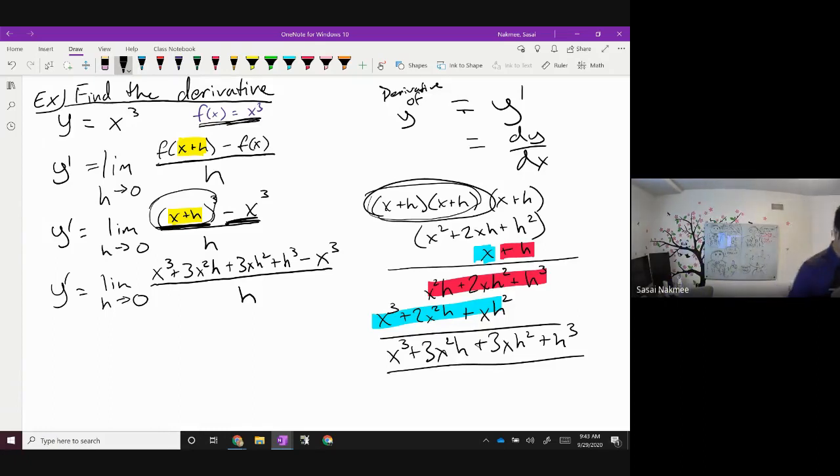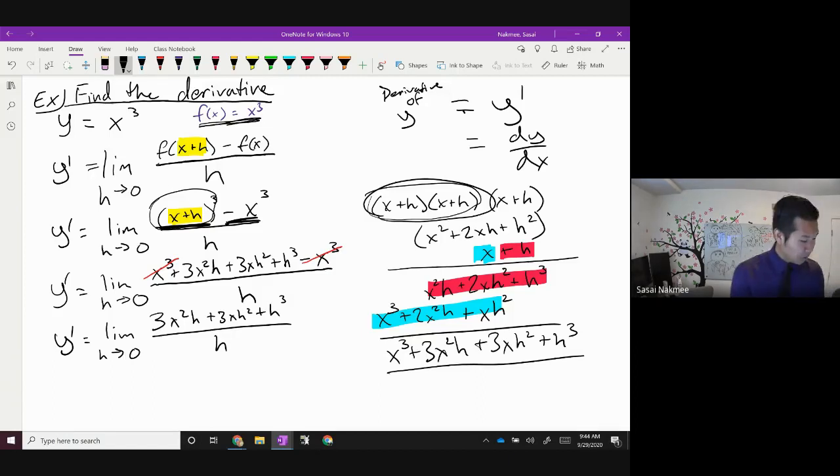All right. You ready? We're still not done simplifying it. Hopefully you can see that this x cubed right here can cancel out with this x cubed back there. And I'm going to be left with the derivative is equal to the limit as h approaches 0 of 3x squared h plus 3x h squared plus h cubed, all being divided by h.